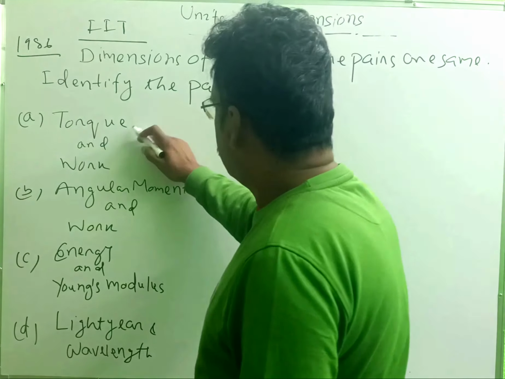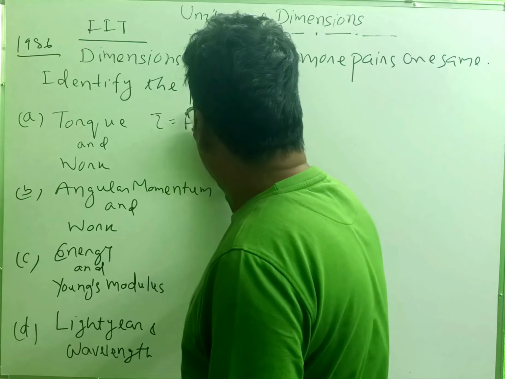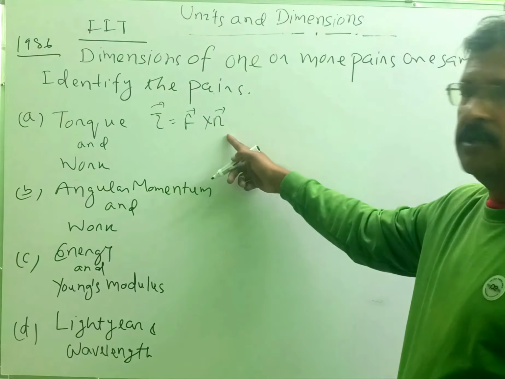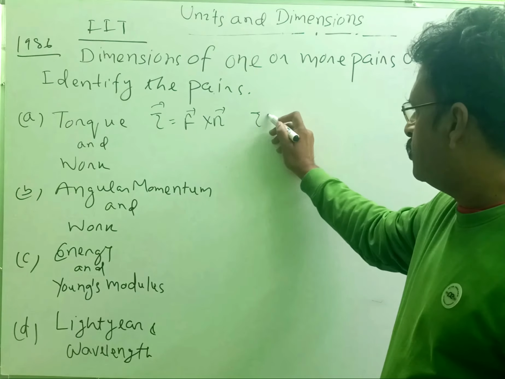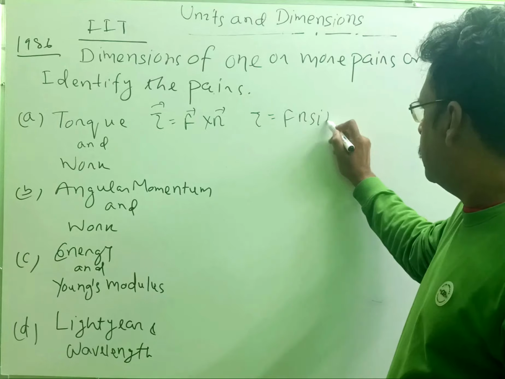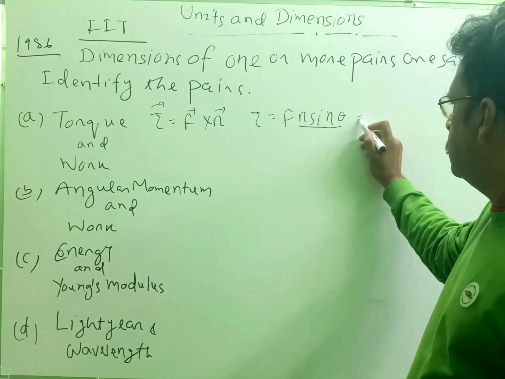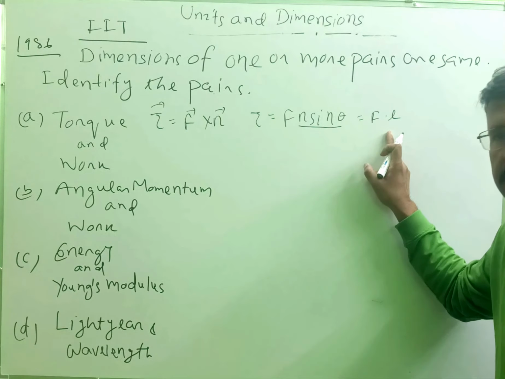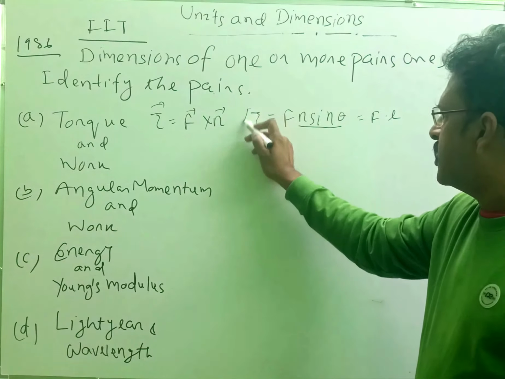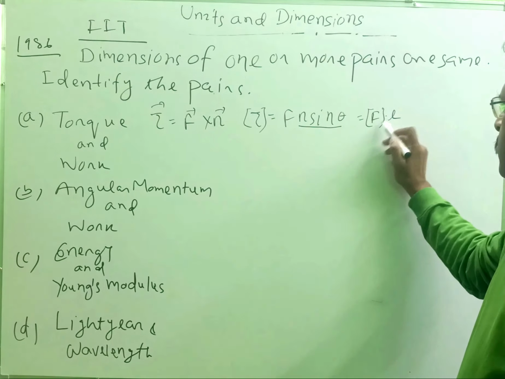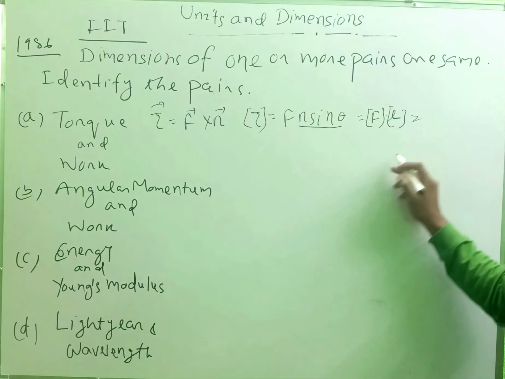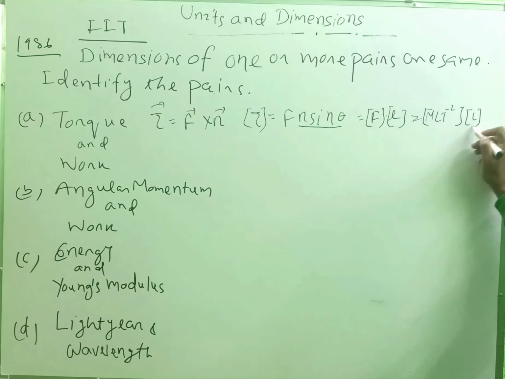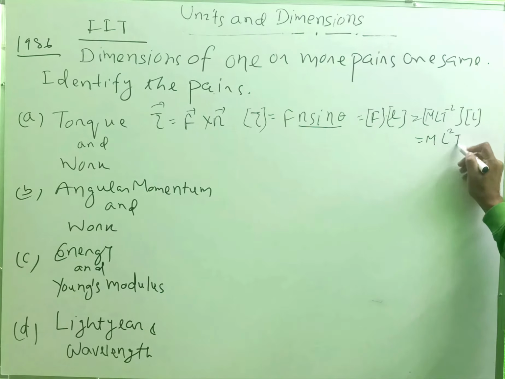What is the formula for torque, student? Tau is equal to F cross r. This is a vector, a cross product of force and distance. So the magnitude of tau is F r sin theta, and r sin theta is the perpendicular distance. So this is force into the perpendicular distance. So the dimensions of tau will be the dimensions of force into the dimensions of perpendicular distance, that is MLT^-2 into L, which is ML^2T^-2.